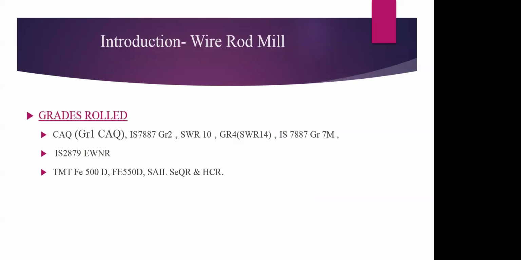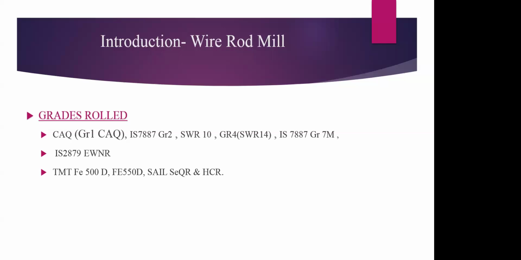The grades that we roll here are grade 1 CAQ and grade 2 CAQ. IS 7887 grade 2, grade 3 that is SWR 10 and grade 4 that is again SWR 14. We have also rolled grade 7M and IS 2879 EWNR. In TMT that is IS 1786. We roll here FE 500D.